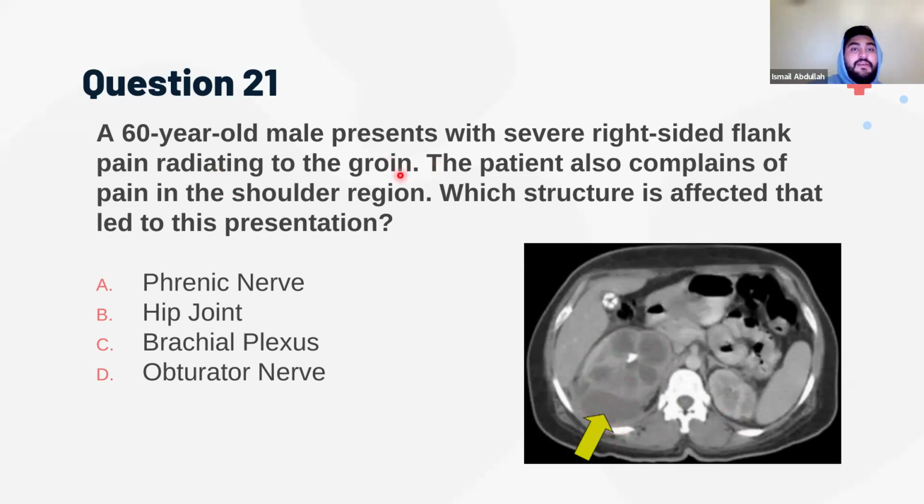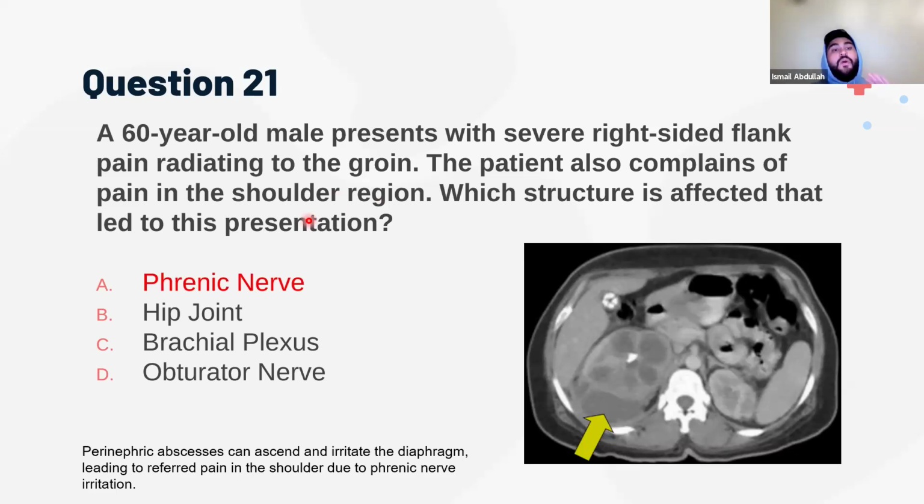And then it says that there's flank pain radiating to the groin. Okay, understandable, this is renal colic. Then the patient also complained of pain in the shoulder region. Our friend here answered A, and that's correct. Why?